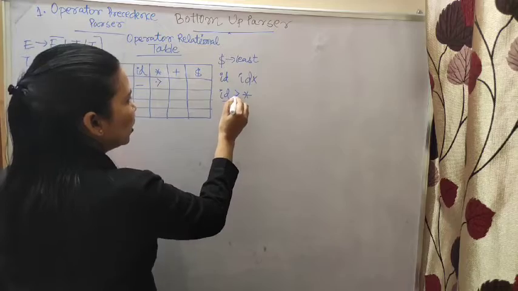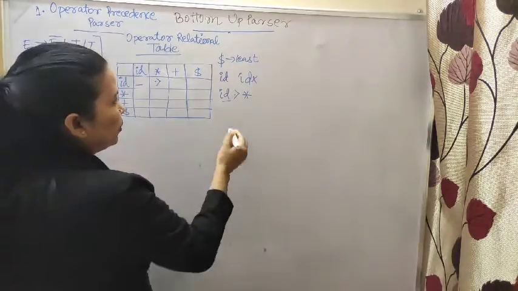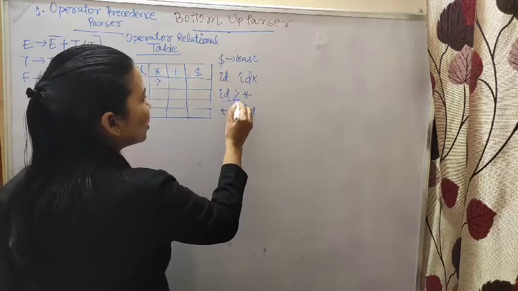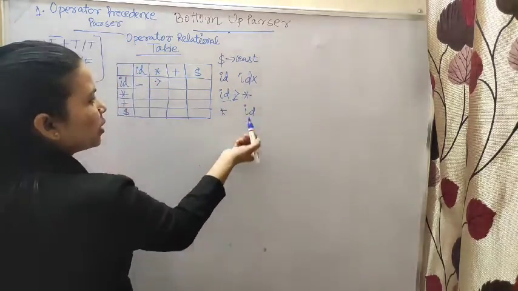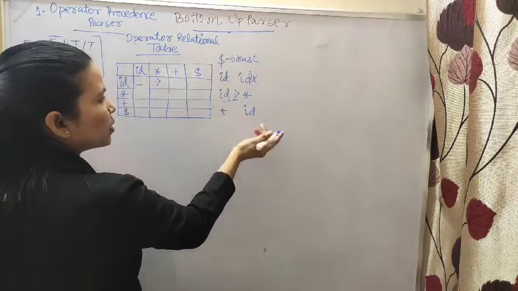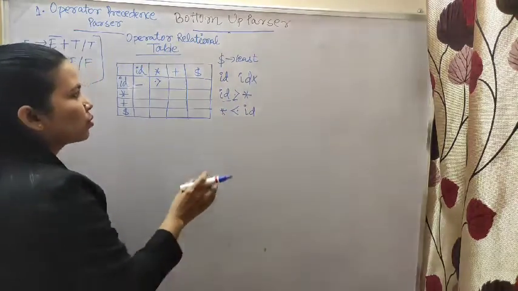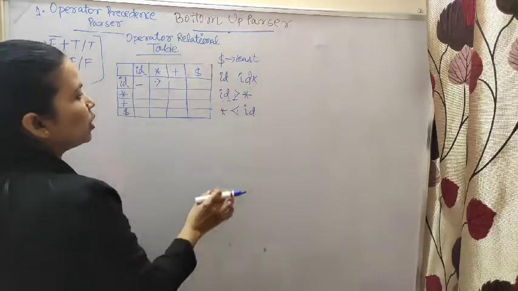This one, that is why greater than. If star and ID, we will check. Now you knew that ID is the highest precedence, so that means star is lowest precedence. So then ID is on the right side, so that is why we will use less than. Okay, so this is the associativity of the operator.